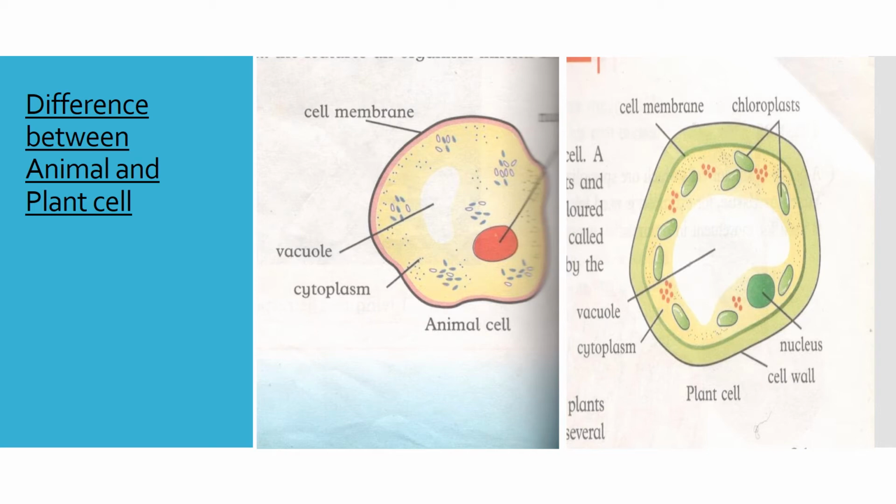Some organelles are also present in the plant cell which make the difference from the animal cell. A green colored substance called chlorophyll is present in a structure called the chloroplast. They help the plant to produce food by the process of photosynthesis.